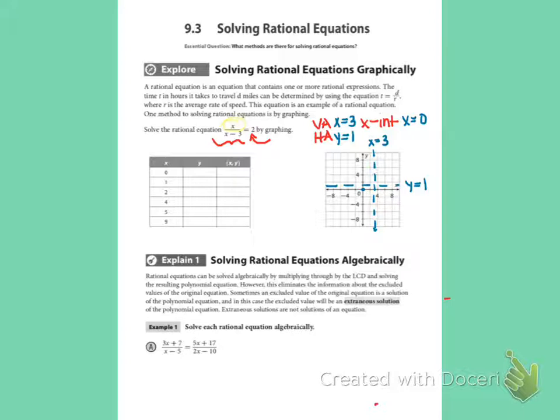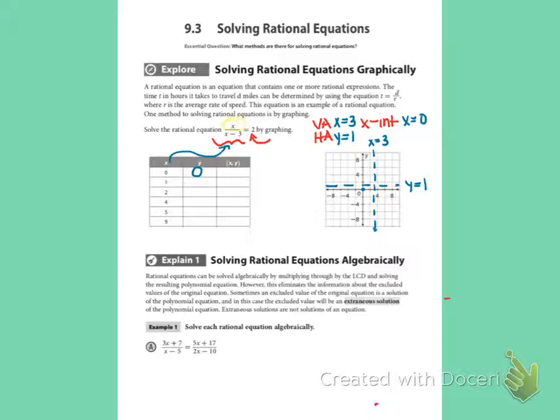Other than that, I can use this table over here to create a graph, so I'll fill in this table. I have a table with some selected input values, so I'm just going to go ahead and substitute those in. When I substituted 0 into the left side of the function, I got 0 out, so my ordered pair is 0, 0.